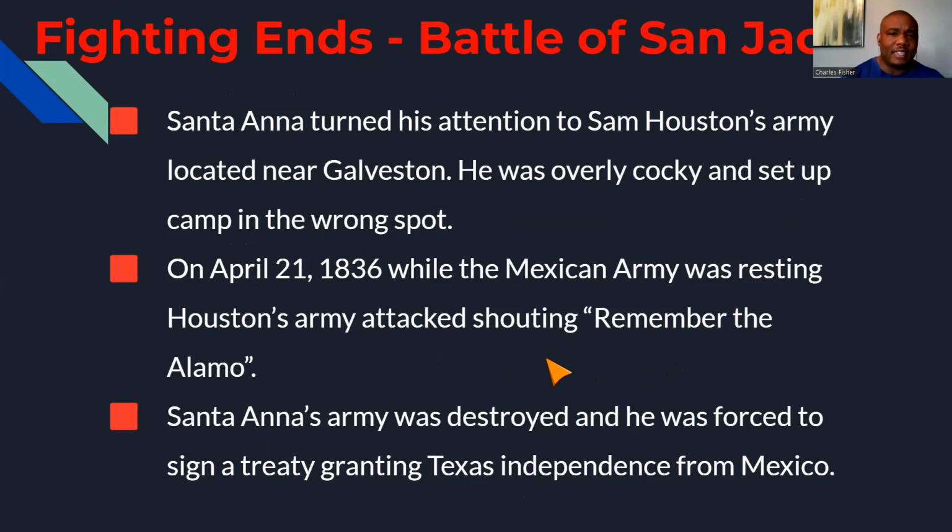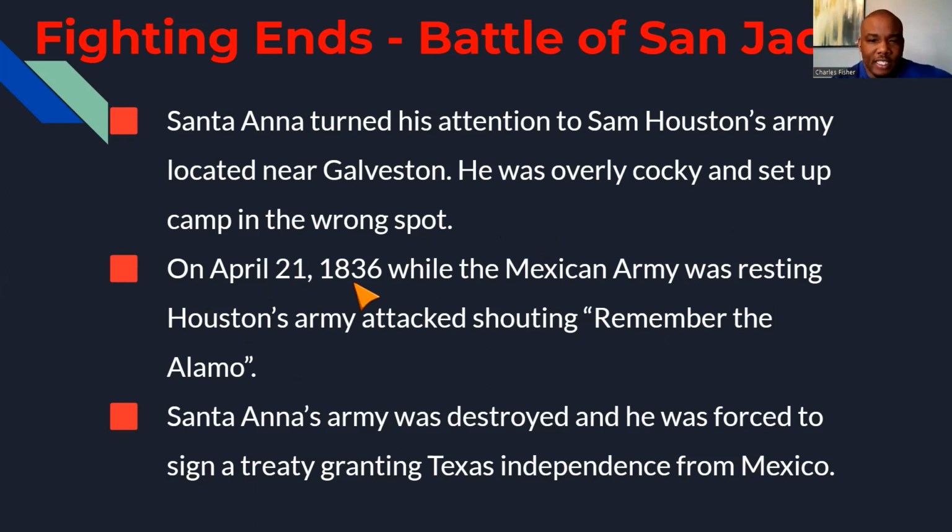All right, so how does the fighting end? How does this thing turn out? It ends at the Battle of San Jacinto. Santa Anna, the Mexican dictator, turned his attention to Sam Houston's army located near Galveston. So Sam Houston is an American general, right? A leader of the American army there. Galveston, you've probably been there too. It's a beach town. Santa Anna was overly cocky and set up a camp in the wrong spot. He was trying to set up a spot where they could fight the Americans, but they set up in a bad position, a tactical error, a military planning error.